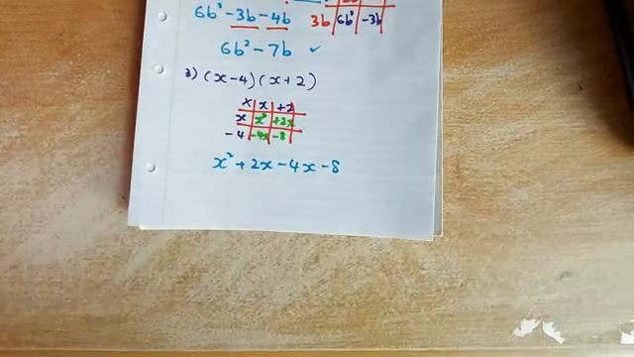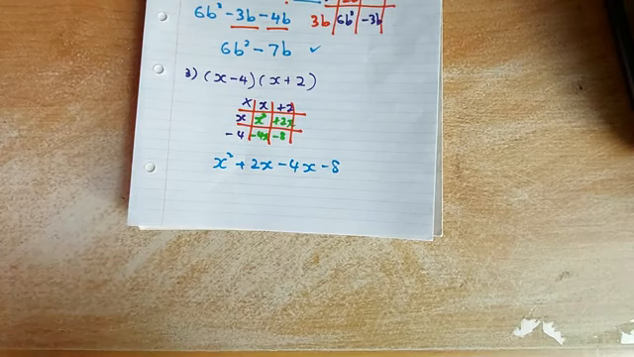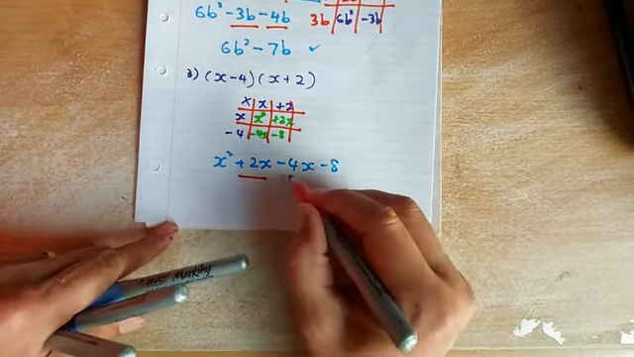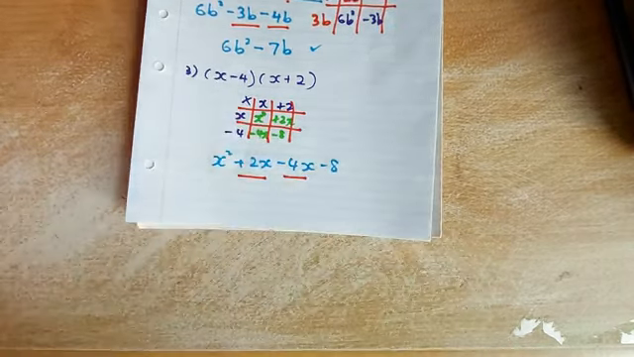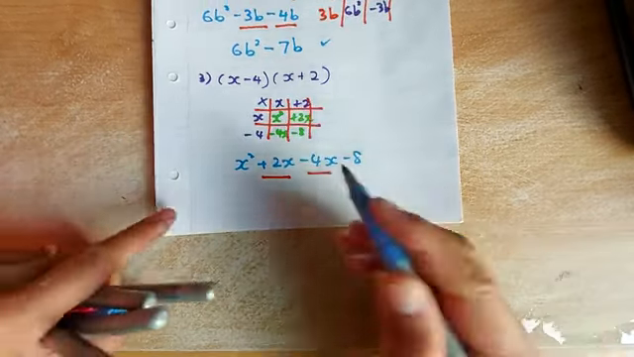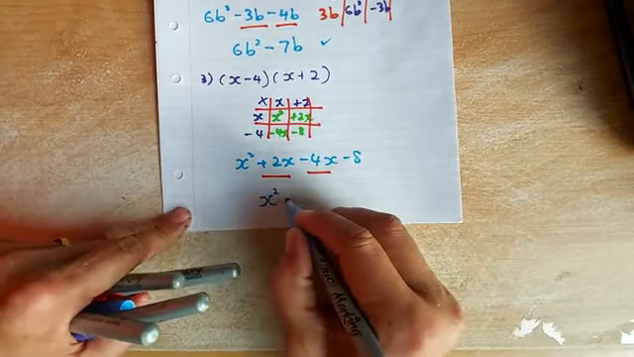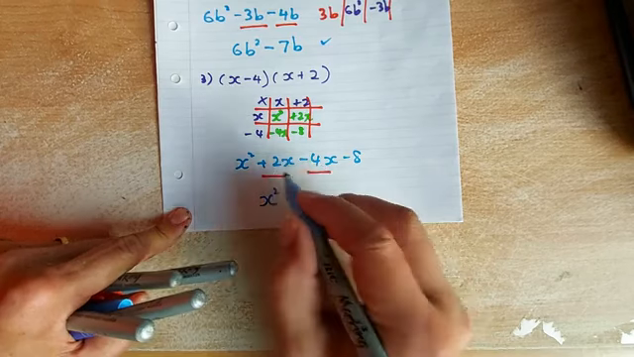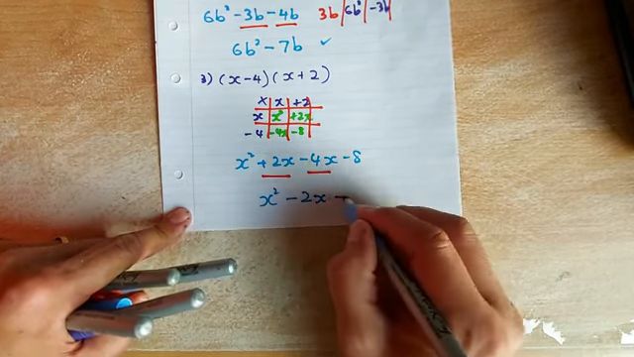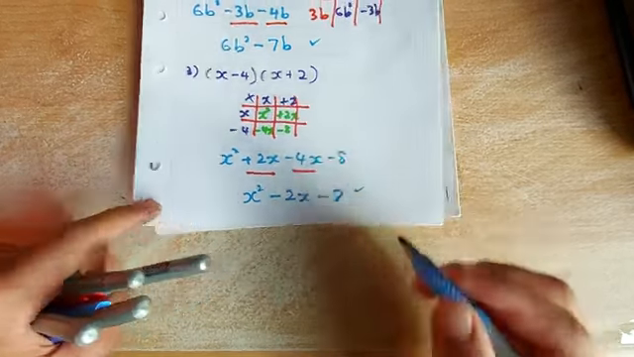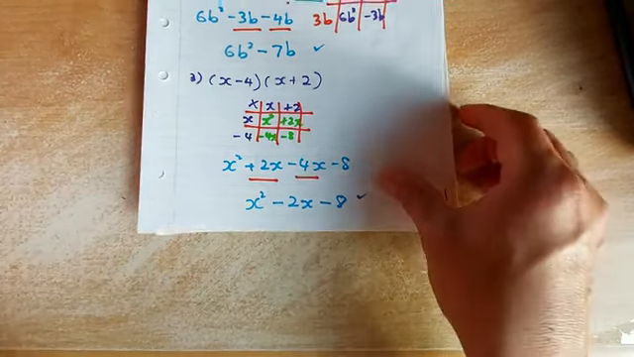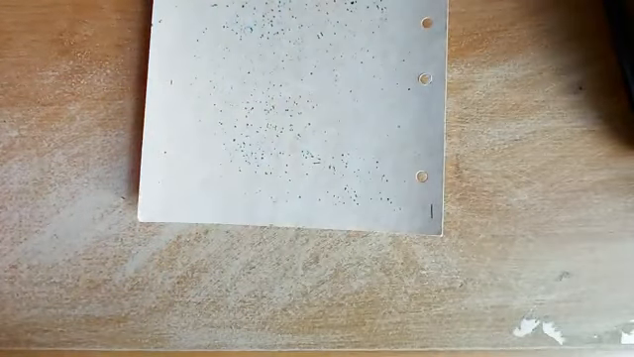And again, we are looking for like terms. There will be like terms, plus 2x minus 4x. So the final answer is going to be x squared minus 2x, because minus 4 plus 2 is minus 2x, and minus 8, and that will give you another tick. So far so good? Good, we'll carry on.